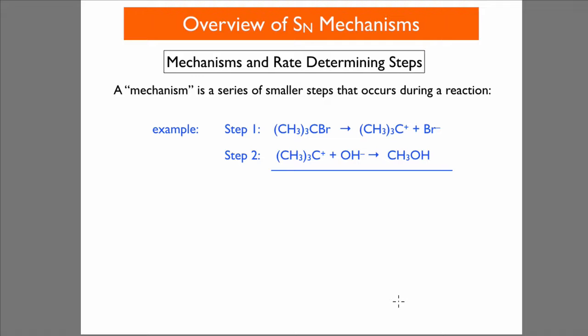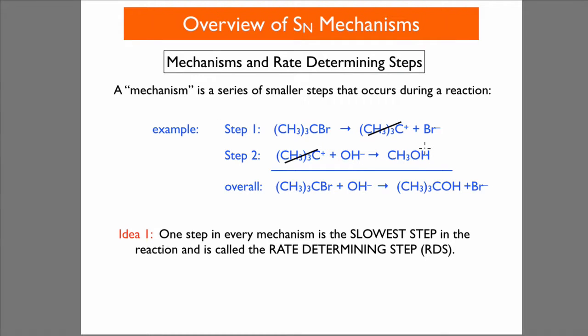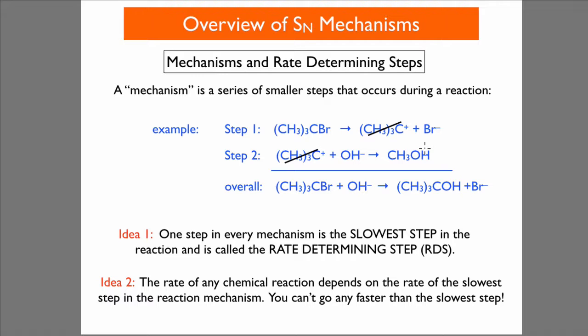Looking at mechanisms again, you have rate determining steps. If there's two steps in the mechanism, in the process of the reaction, one will be slower than the other, and the overall rate of the reaction will depend on the slowest one. So if we add them together, you can see it's just the substitution of the bromine and the hydroxide ion, just getting switched around, but there's two steps taking place. One step in every mechanism is the slowest step, and we call it the RDS, rate determining step. The rate of any chemical reaction depends on the rate of the slowest step in the reaction mechanism. You can't go faster than the slowest step.